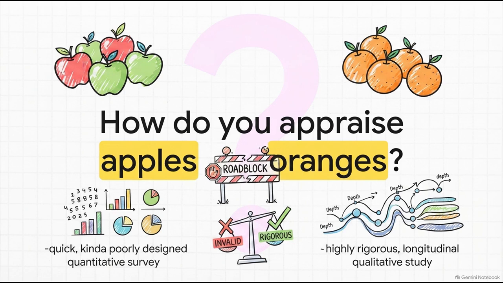You know, almost every systematic review author hits the same massive roadblock. You've got completely different types of primary data sitting in one single review. It's literally like trying to compare apples and oranges, right? If you treat a quick, kind of poorly designed quantitative survey the exact same way you treat a highly rigorous longitudinal qualitative study, well, you're going to completely undermine the validity of your entire synthesis. You just can't take every finding at face value.